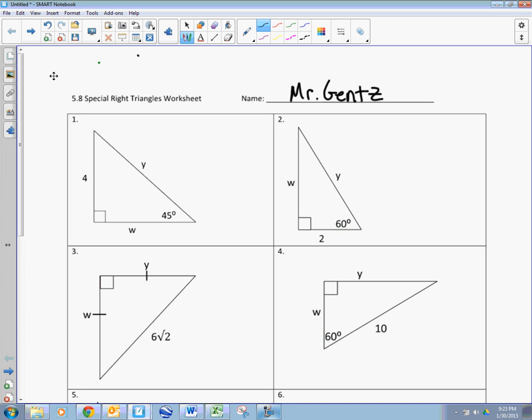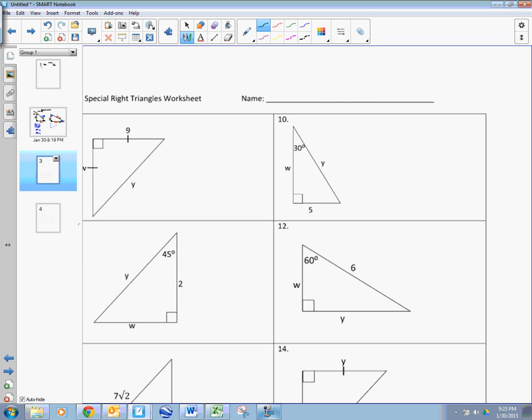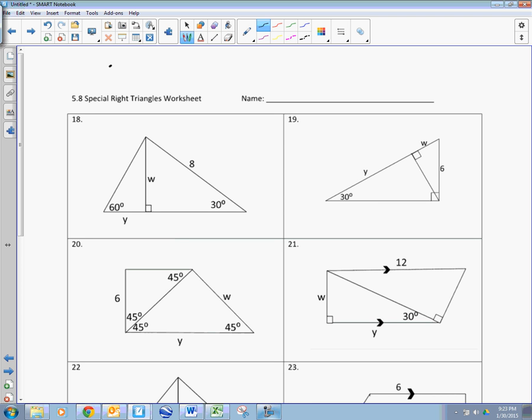So they want you to find W and Y. You can see this is a 45, 45, 90 relationship. W would be 4, and Y would be 4 roots of 2. The next one, the shorter side is 2, so therefore Y would be 4 because it's double, and W would be 2 times the root of 3. You could continue to do that work all the way around, but if you flip to the very back side, let's just look at a problem that might be a little bit more difficult.